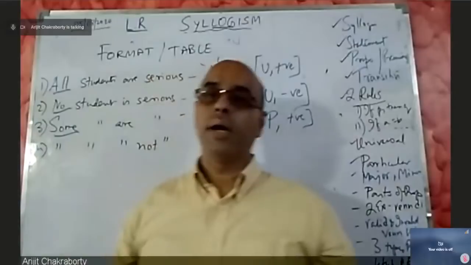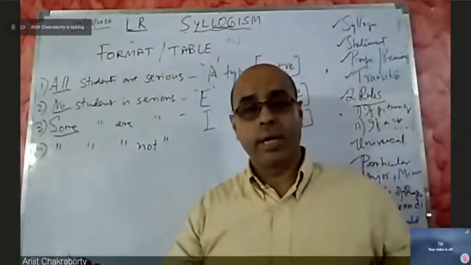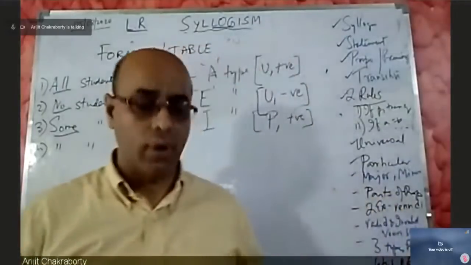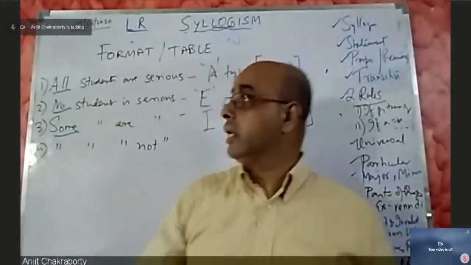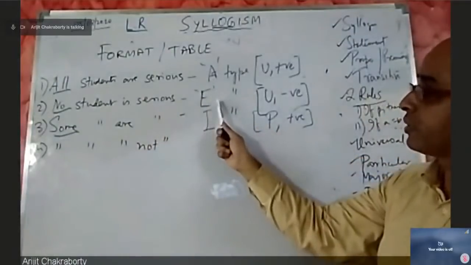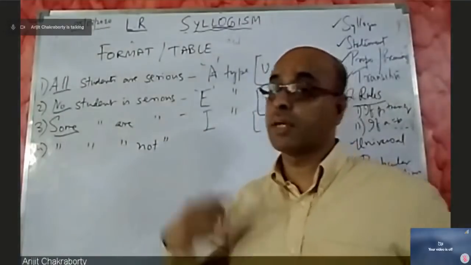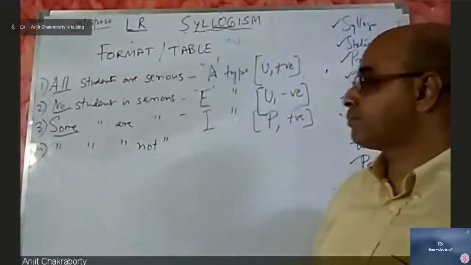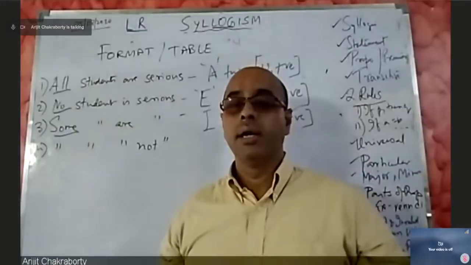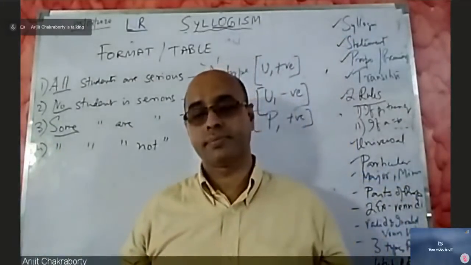Okay, so we have, I'm sure it's clear now, universal and positive, that is universal and affirmative. It is basically shown by A type. Universal negative is E type. Then we have particular as well as positive, it is I type. And the last is some students are not serious.